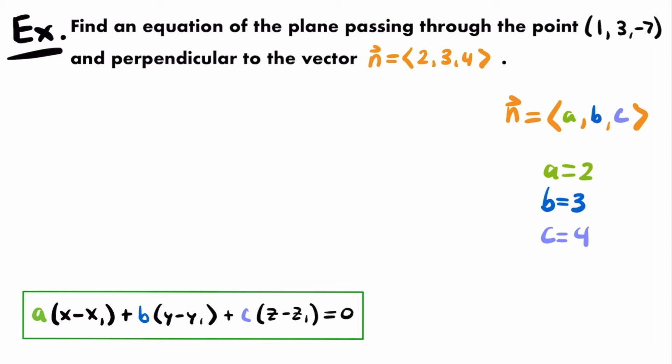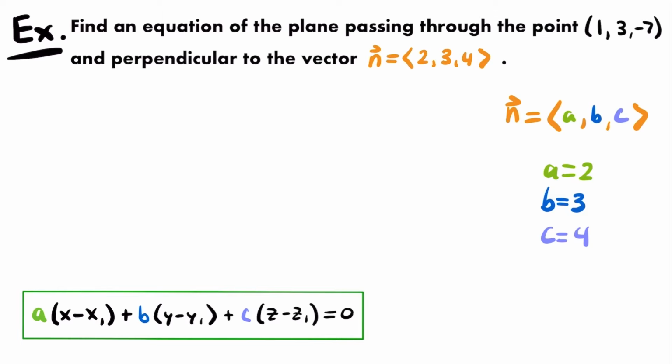I think it's always helpful to write down what a, b, and c are in a problem like this. That way you are less likely to make a mistake and accidentally use the coordinates of the point as the values of a, b, and c, which you don't want to do. That's the worst kind of mistake that you can make in these problems. You want to make sure that you correctly identify the values that make up this equation of a plane. But now that we have those values of a, b, and c identified, and we know that the coordinates of this point make up x1, y1, and z1, we can set up an equation for this plane. And so let's do that.